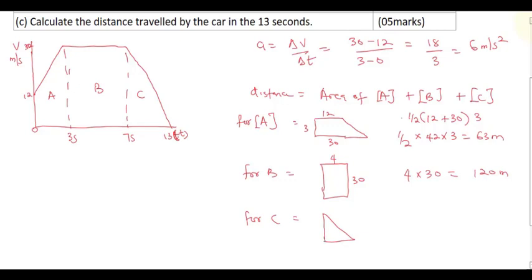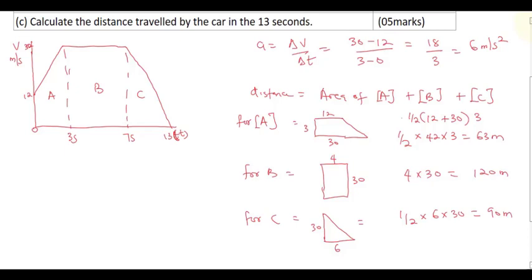Okay, so here it's going to be 6, and the height is what? That's 30. Our area is going to be half base times height. So the base is 6 and the height is 30. So this will be 90 meters.